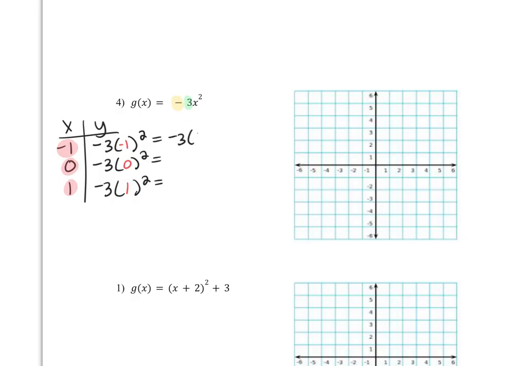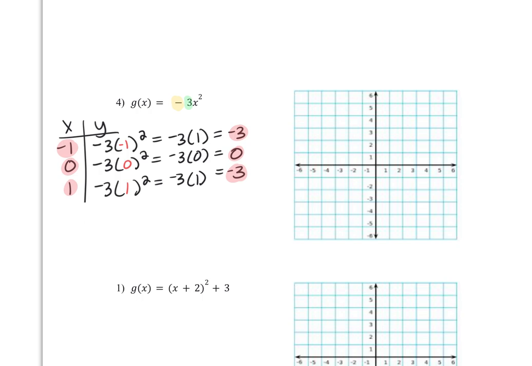So -3 times 1. -3 times 0. -3 times 1. This gives me -3, 0, -3. So there's my y values for my points. So I have -1, -3.